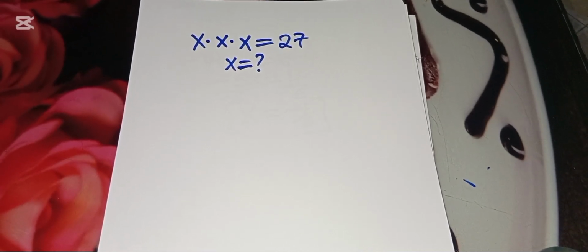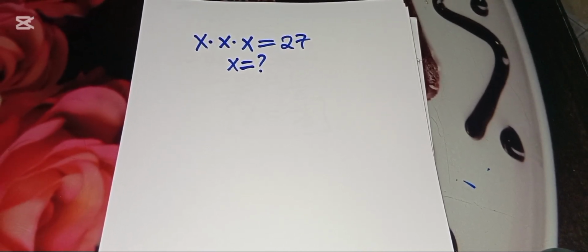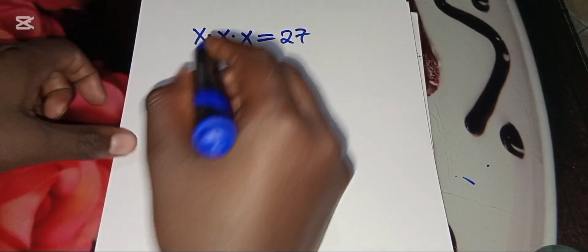We provide a solution given this algebra problem. We have x times x times x is equal to 27. So what is the value of x? Solution.